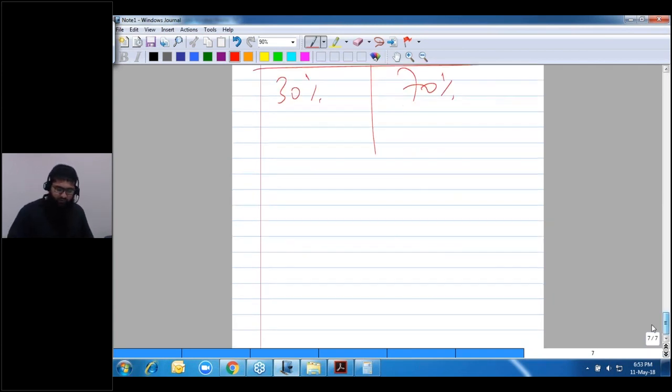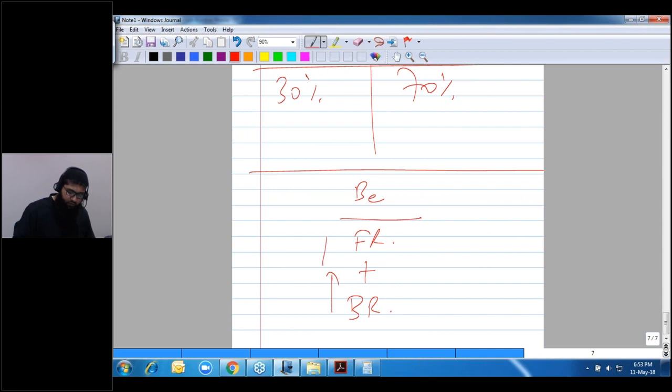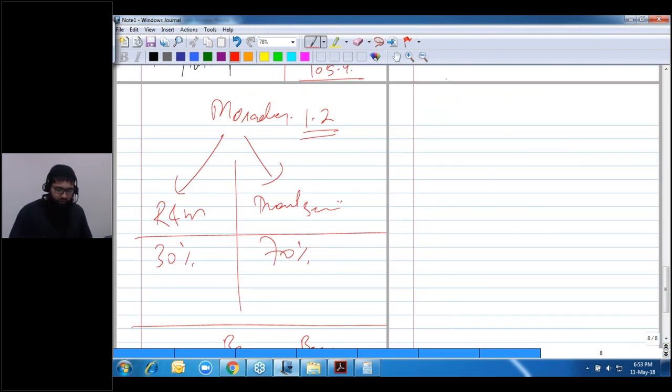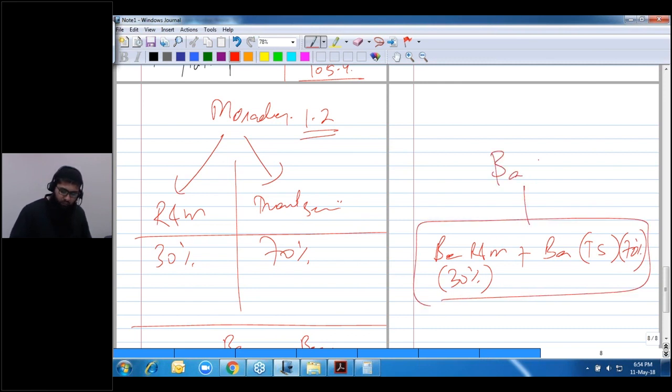Now, one thing that you need to understand is that business risk plus financial risk gives you equity beta. So when we incorporate the gearing effect in the asset beta, we end up getting the equity beta. Now, a business like Morada company, which has two segments: the asset beta of repair and maintenance multiplied by 30% plus the asset beta of travel services multiplied by 70% would in total give you the asset beta of Morada company.